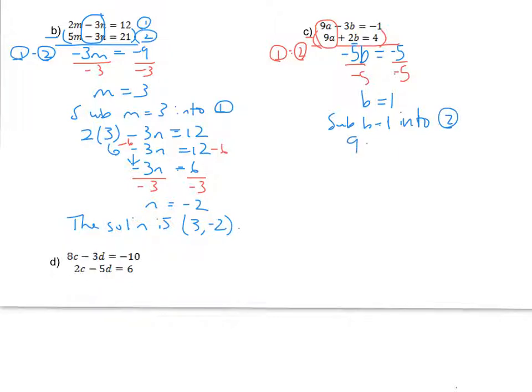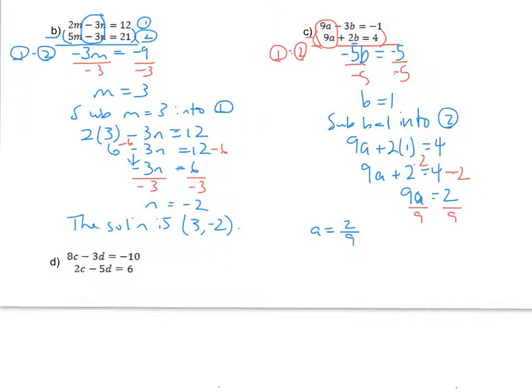I'm going to have 9a plus 2 times 1 times the b equals 4. 9a plus 2 equals 4. I'm going to subtract 2 from both sides. Keep it balanced. I get 9a is equal to 2. Divide both sides by 9. A is equal to 2 ninths.